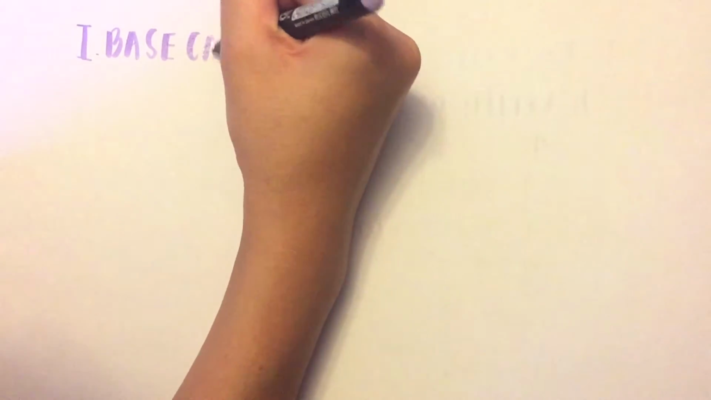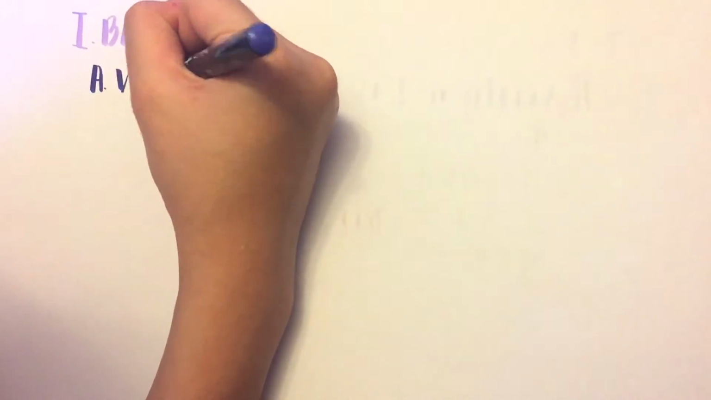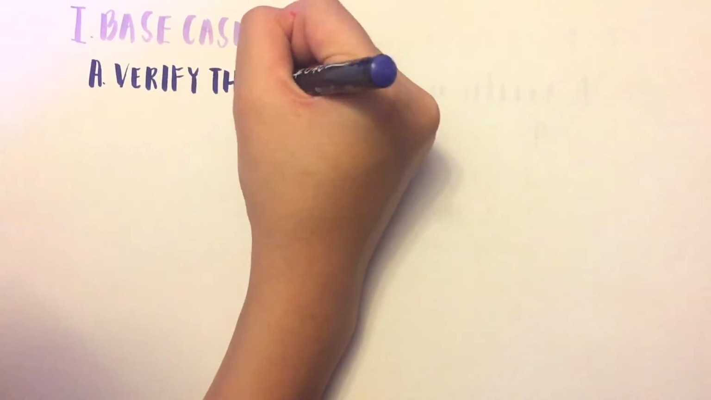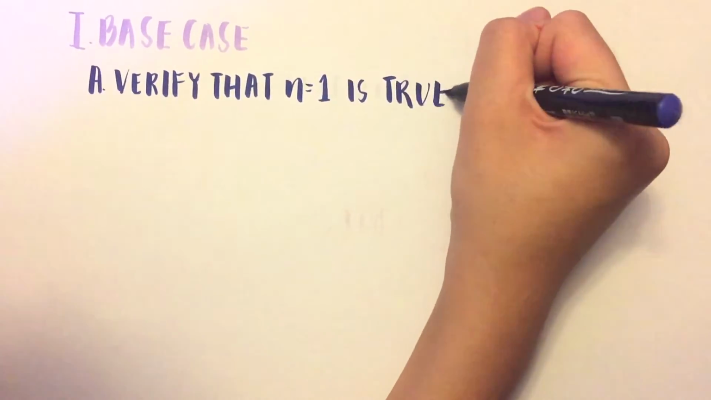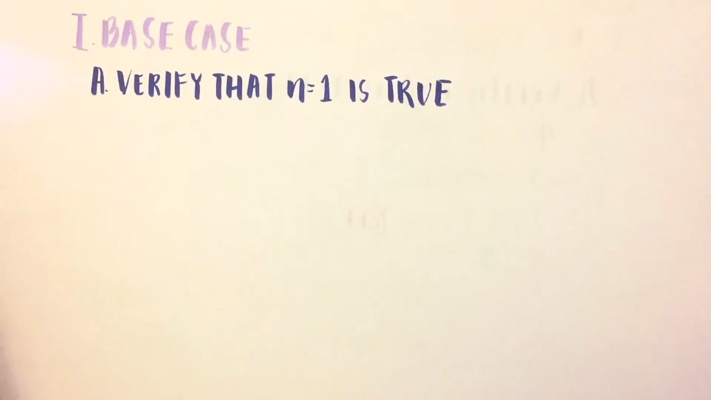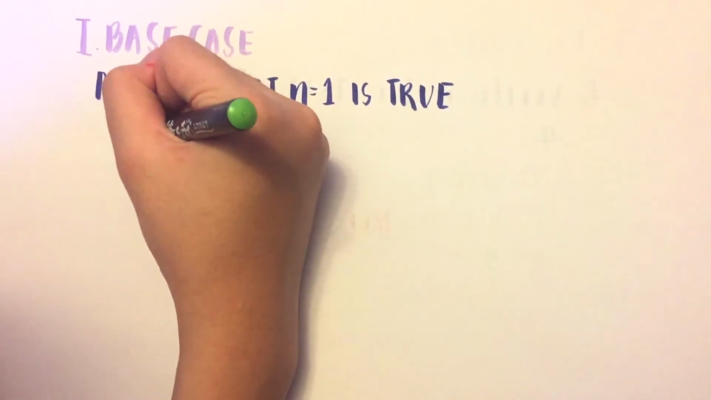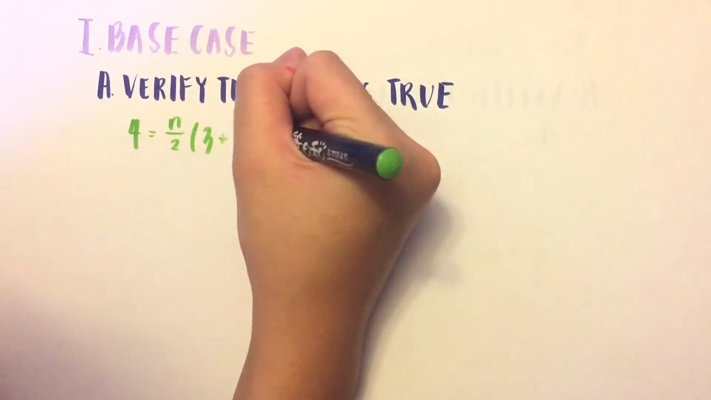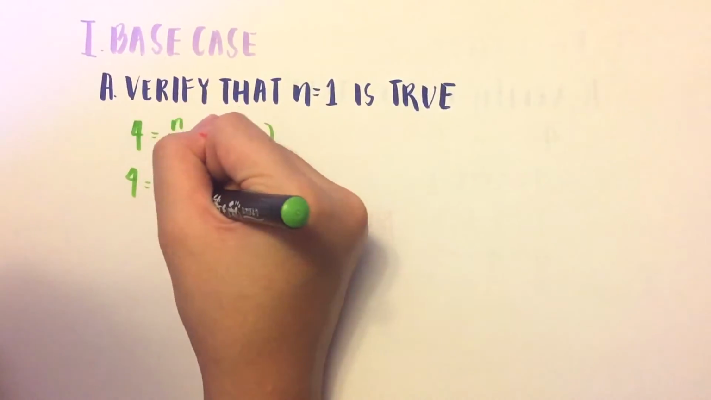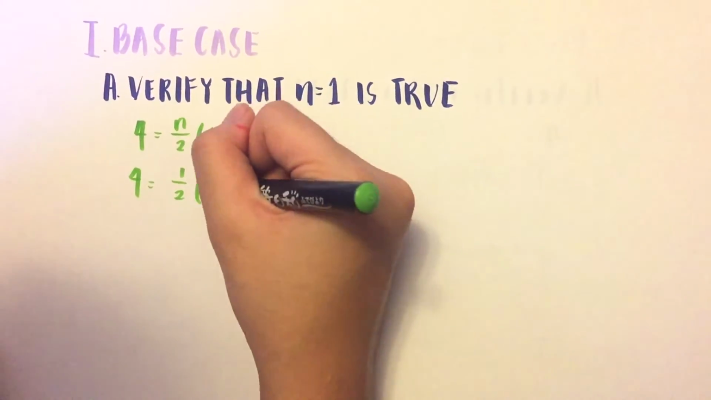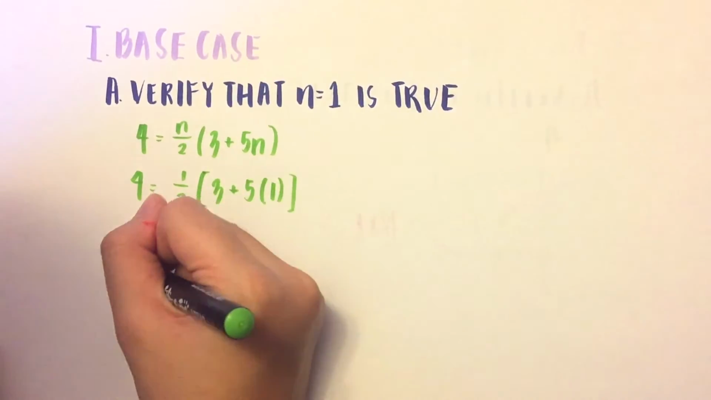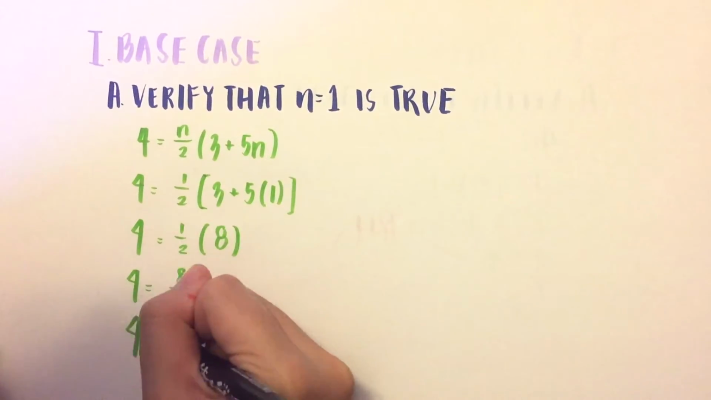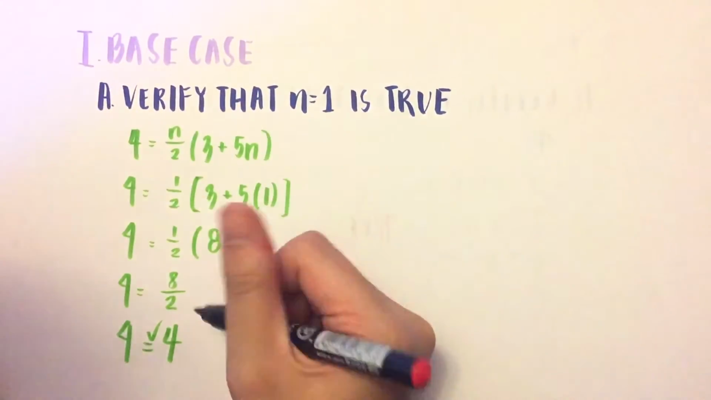First is the base case. We must first verify that n is equal to 1. So we have our first term, which is 4, is equal to n over 2 multiplied by 3 plus 5n, which is our S of n. You simplify that and you get 4 is equal to 4, which is true.